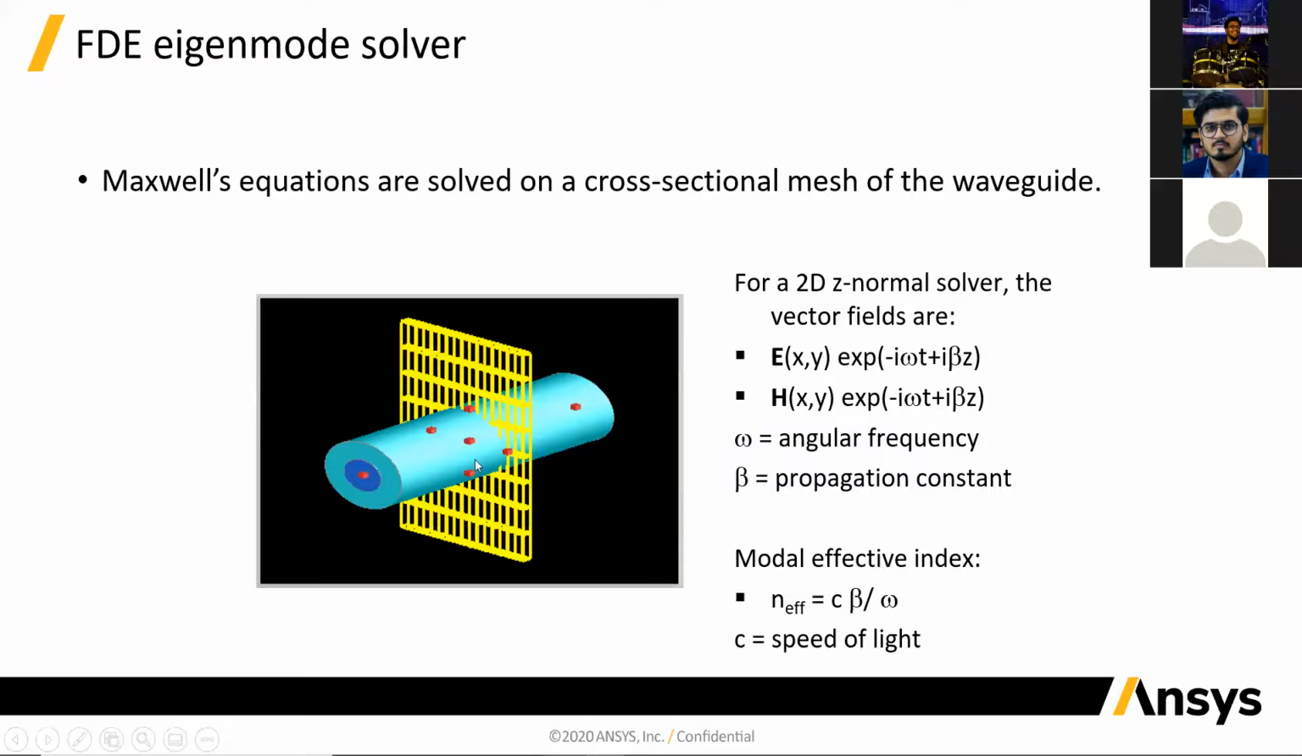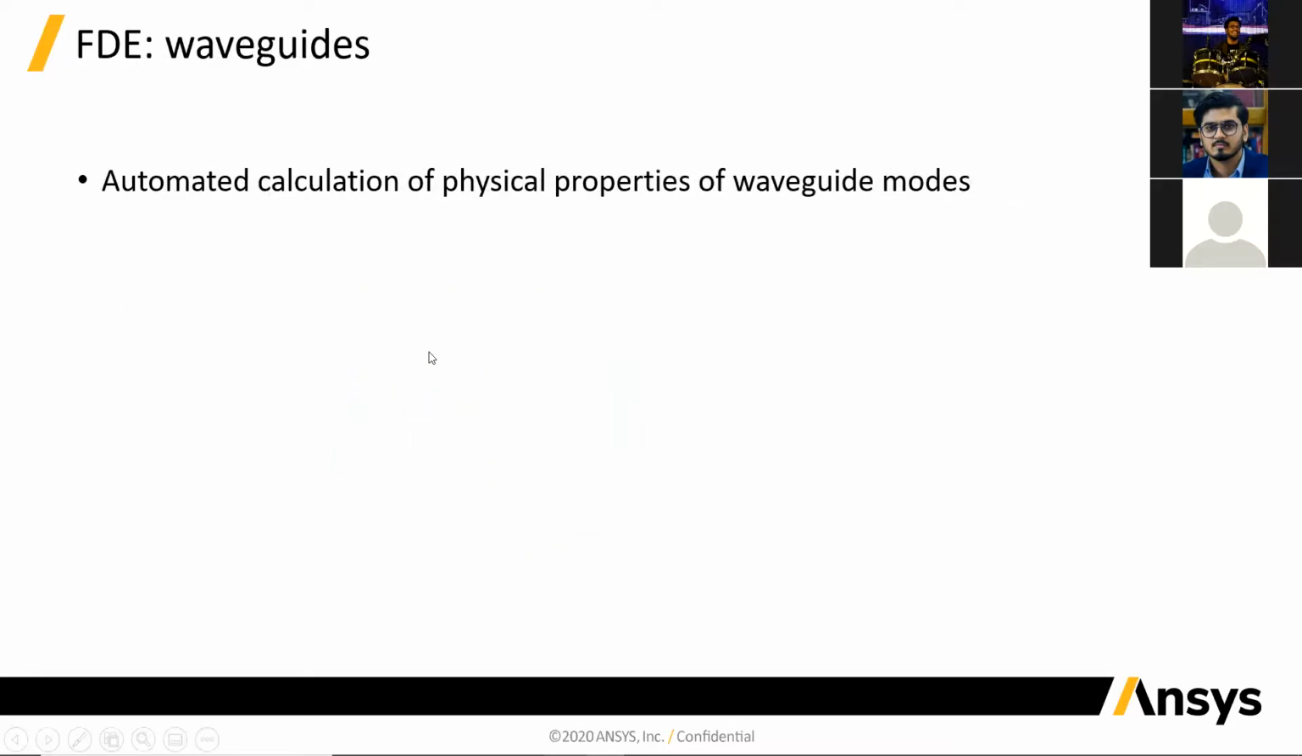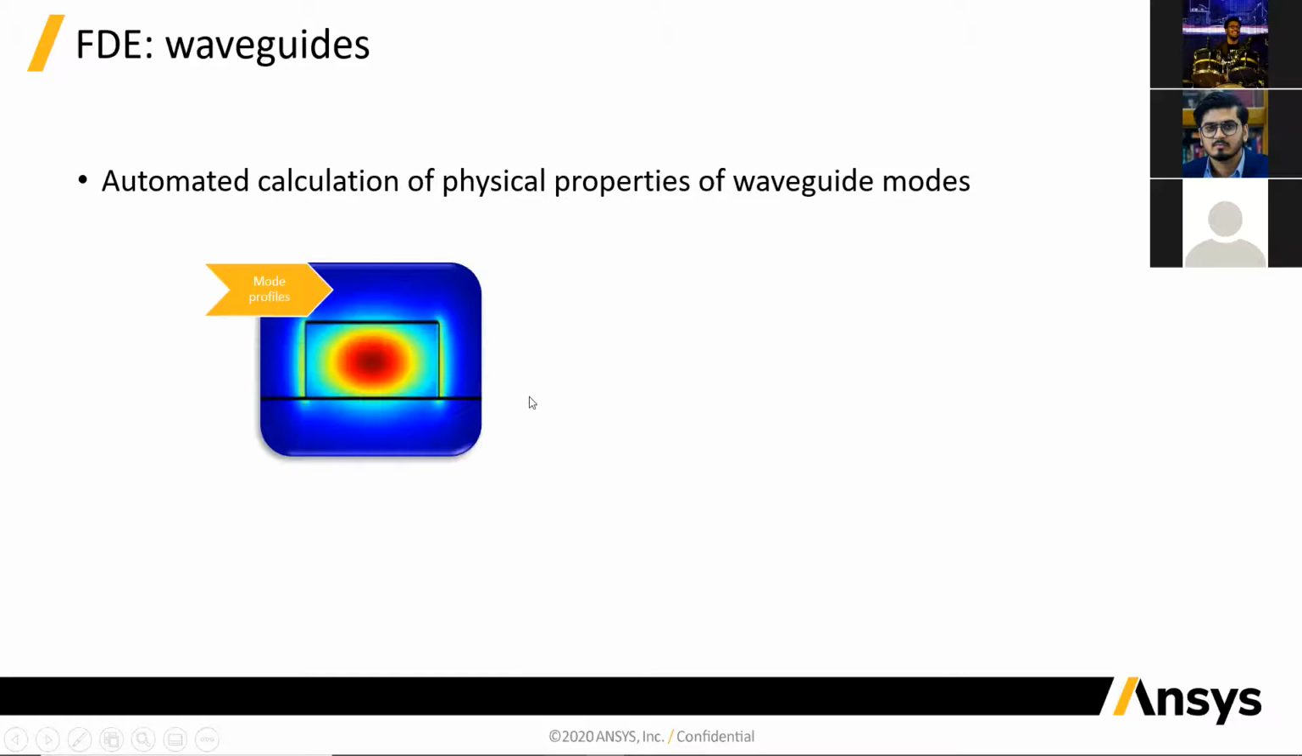When you're designing your waveguide or optical fiber, you want to know how light is going to propagate through it, how the phase is going to change as light propagates through your waveguide or fiber. You want to know the effective index of the optical mode that is supported by that waveguide or fiber, and that's something you can calculate using the FDE solver. So obviously a very common use case is simulating waveguides.